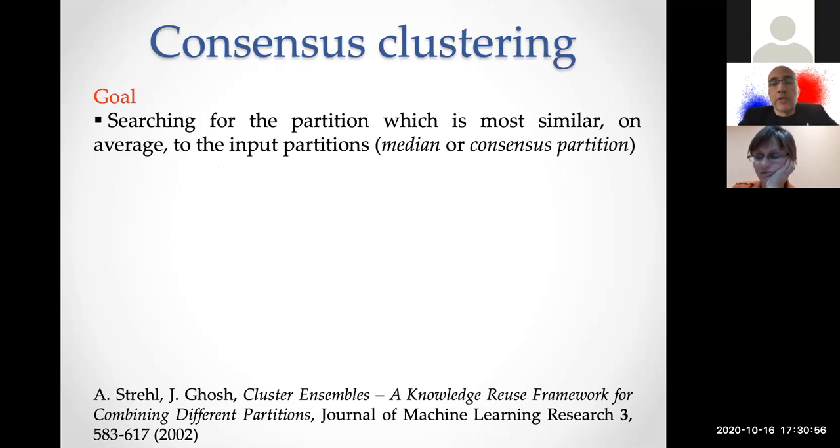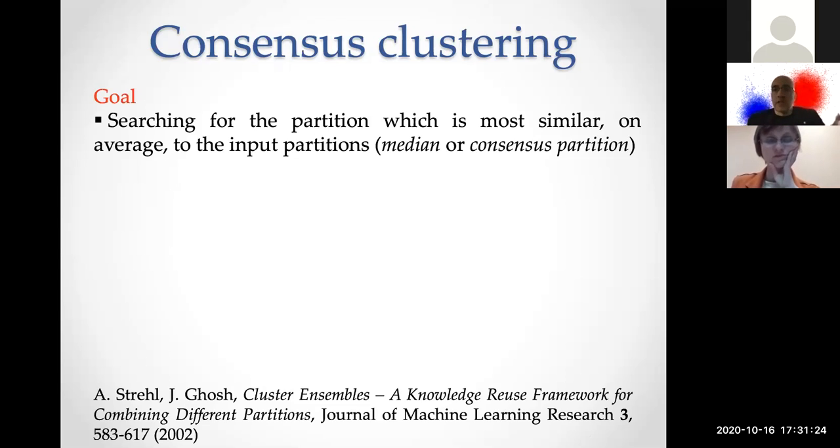It was originally introduced for data clustering, so clustering of objects or data points. But it deals with partitions. So as long as you have a partition, it doesn't really matter if it's a partition of points, of generic items, or of nodes of a graph; it's the same thing. So the idea is searching for the partition which is the most similar on average to the input partitions. This is called the median or consensus partition.